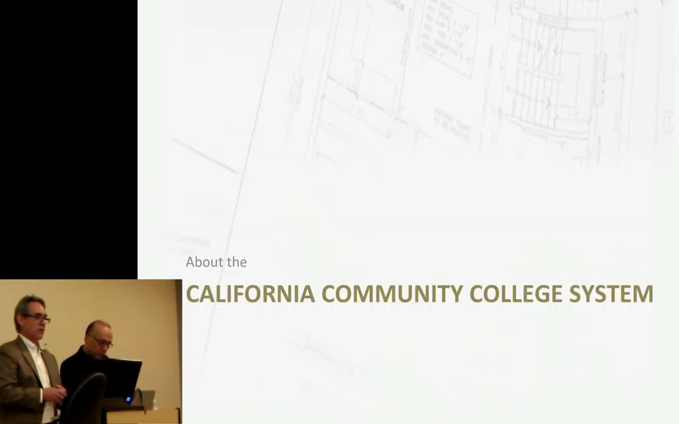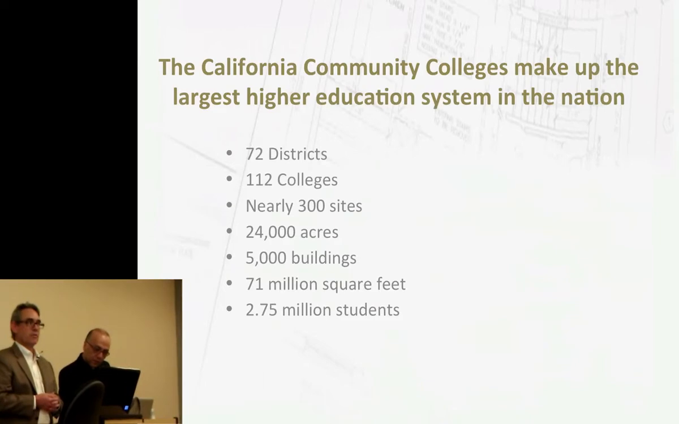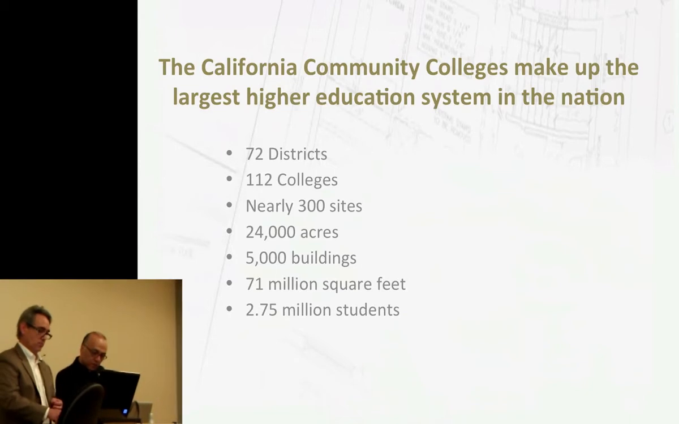Briefly, a little bit about the California Community Colleges. Kimon has already covered much of this, but we are the largest higher education system in the nation. We have 72 districts covering most of the land area in the state, over 5,000 buildings, 71 million square feet. We serve between 2.5 and 2.75 million students per year.